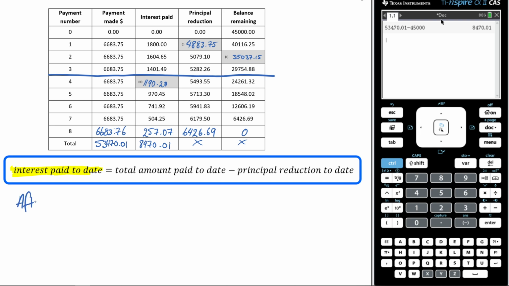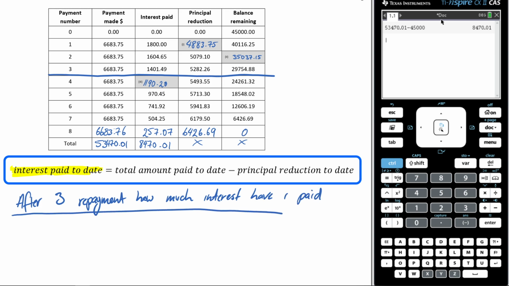Again, you don't have to write this down. After 3 repayments, how much interest have I paid? We're just learning here. Well, to do this, you're going to figure out the total amount paid to date. So that means I'm going to add up all of my payments up to the 3rd one.